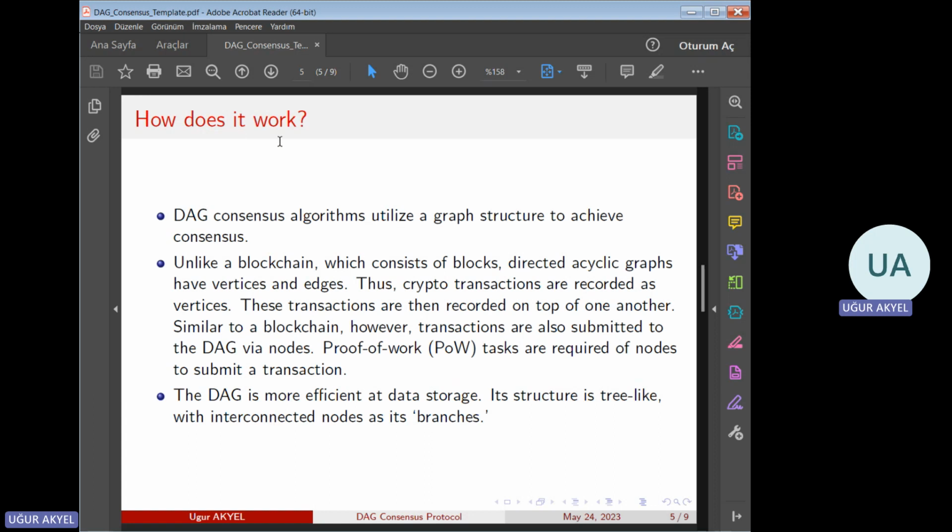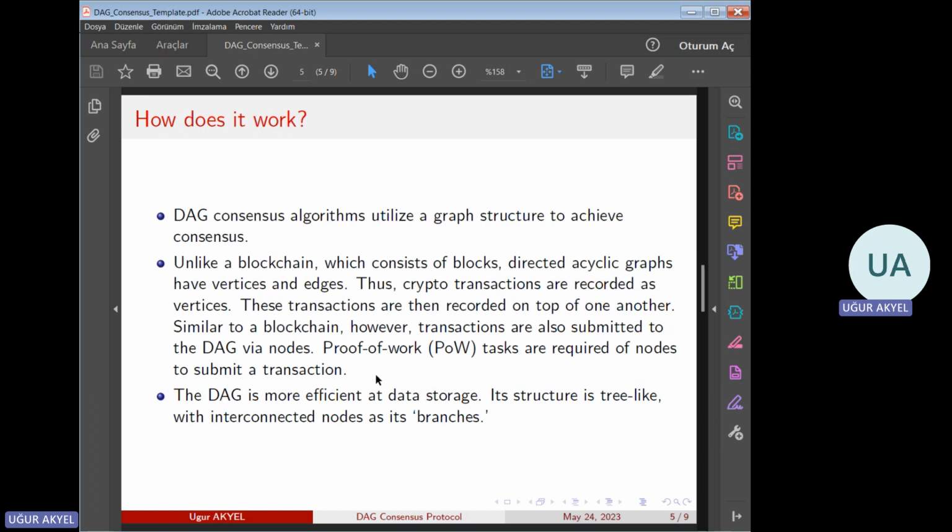And the next slide, how does it work? This consensus algorithm utilizes a graph structure to achieve consensus. Unlike a blockchain, which consists of blocks, directed acyclic graphs have vertices and edges. Crypto transactions are recorded as vertices. These transactions are then recorded on top of one another, similar to a blockchain. However, transactions are also submitted to the DAG via nodes. Proof of work tasks are required of nodes to submit a transaction.